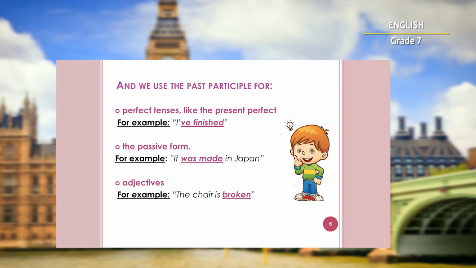And we use the past participle for perfect tenses like the present perfect. For example, I've finished. For the passive form, for example, it was made in Japan. And for adjectives. For example, the chair is broken.